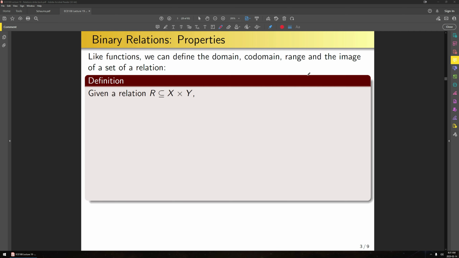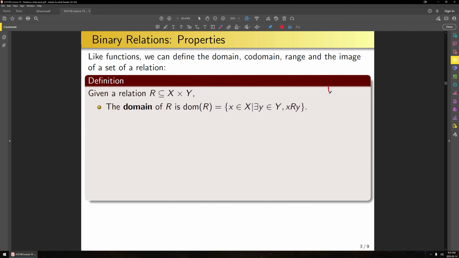Given this relation, the domain, again, is just this set. Nothing's changed, right? The only difference is now we're not necessarily talking about a function, right? So the domain is all the x's that appear in one of the ordered pairs, okay? So before, something like this wouldn't be a function.